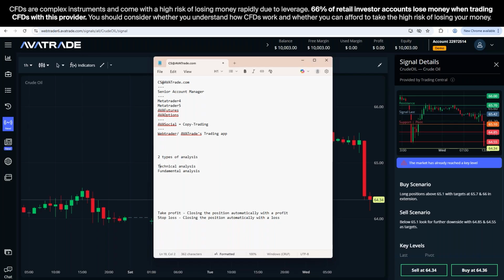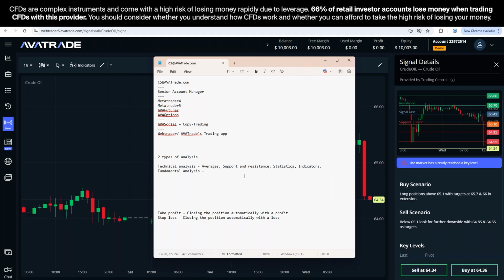Now, in technical analysis, we're going to find averages, support and resistance, statistics, indicators. On the other end, we've got news, articles, certain events, we've got earning seasons, and so on and so on. So this is fundamental and technical analysis.